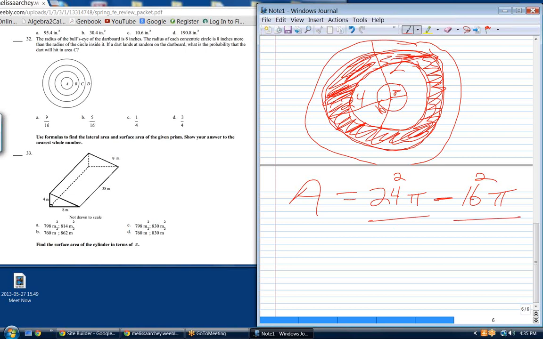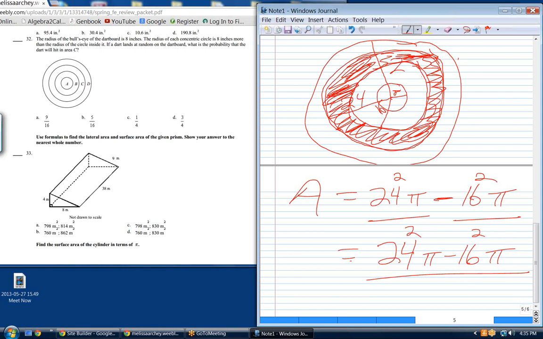Now, when I'm talking probabilities, what's the probability that a dart will land in this shaded region? What is the probability of something landing in a particular area? We take the area of the shaded region. Right. And divide it by what? Divide it by the whole area.